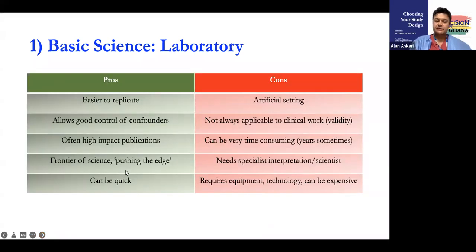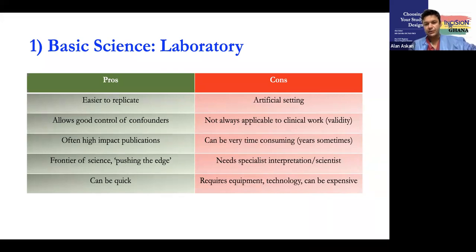So what are the advantages of laboratory studies? Well, they're usually quite easier to replicate, and that's mainly because you can control many of the confounders and biases. They often result in high impact publications in big journals with big impact factors. You're also kind of pushing the frontiers of science, discovering a new protein or a way a tumor marker works or a cell signaler works. They can also be relatively quick, not always, but they can be quick depending on what kind of project you do. However, they do have their own drawbacks as well.